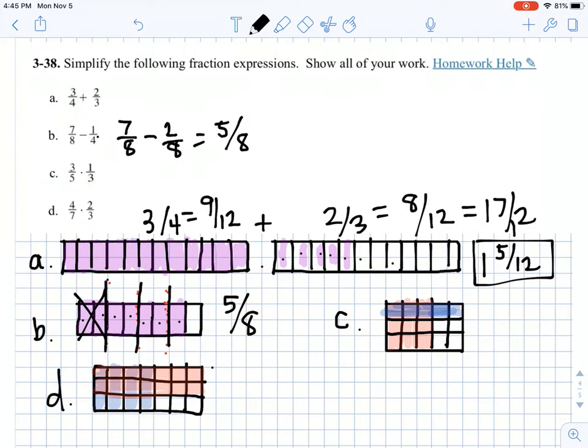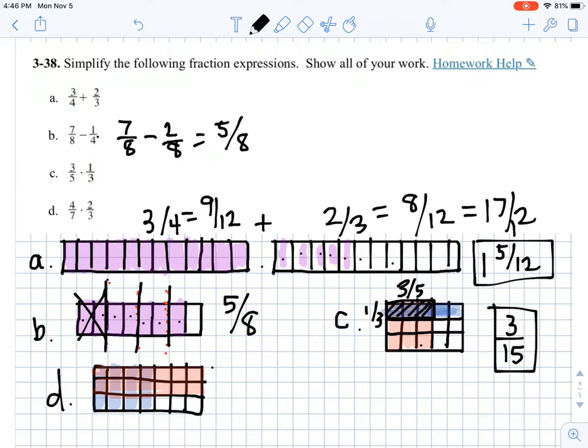Down here, this is 3/5. You can see 3 out of 5 are colored in red. And this is 1/3. And so right here, this part right here is the area I'm looking at. So out of 15 squares, 3 are colored in. So my area there is 3/15. 3/5 times 1/3 is 3/15. So 1/3 of 3/5 or 3/5 of 1/3.